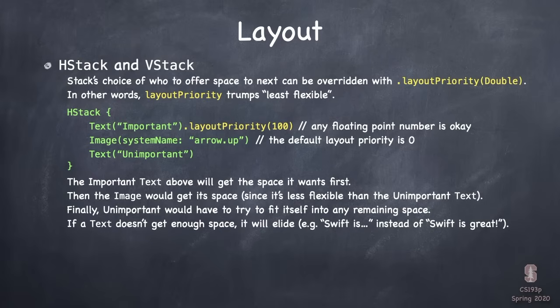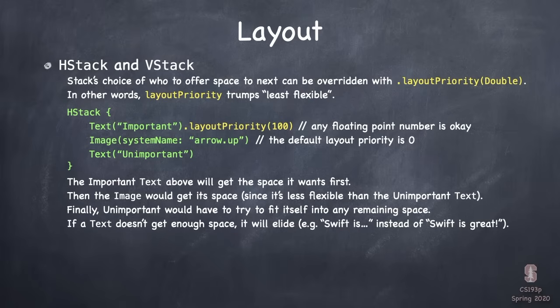So when this HStack goes to offer its space, it's going to offer this text space first. And that text is going to say, well, sure, I want to be this big so I can fit this word, important, all the way. Then it's going to say, okay, well, there's no other high priority ones. There could be other ones with different numbers. It starts with the highest priority and goes down. And so now it goes to do the image because that's less flexible than the text. The image gets its space, and then the unimportant text has to fit itself into the space remaining.